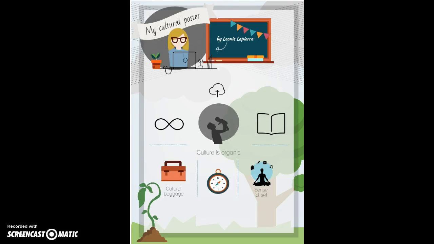Hello everyone, and welcome to my infographic poster, which will explain in detail my answers to the questions we've been discussing in our INT 210 class so far.